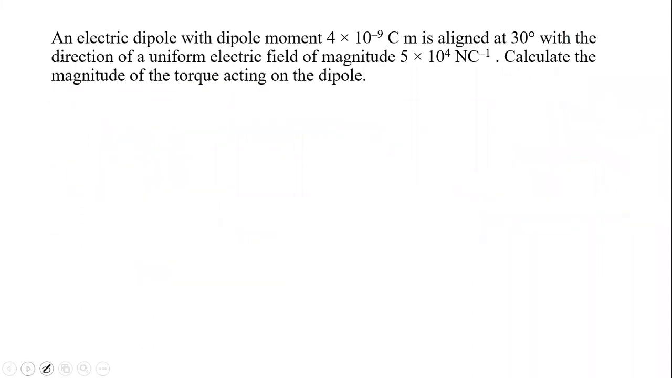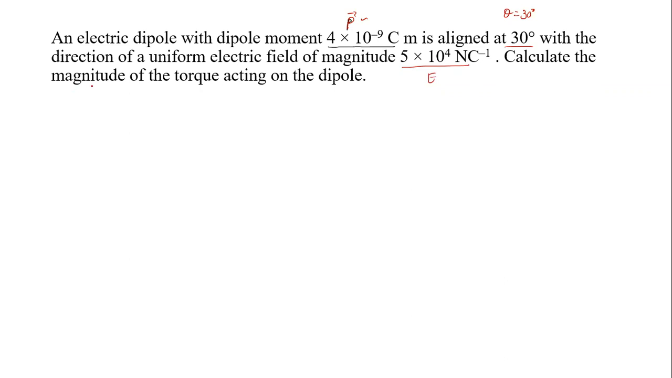Look at the next question. An electric dipole with a dipole moment P, given this much, is aligned at 30 degrees, so theta equals 30 degrees, with the direction of a uniform electric field. That means the angle between the dipole moment and the electric field is 30 degrees. The magnitude of the electric field is given as well.